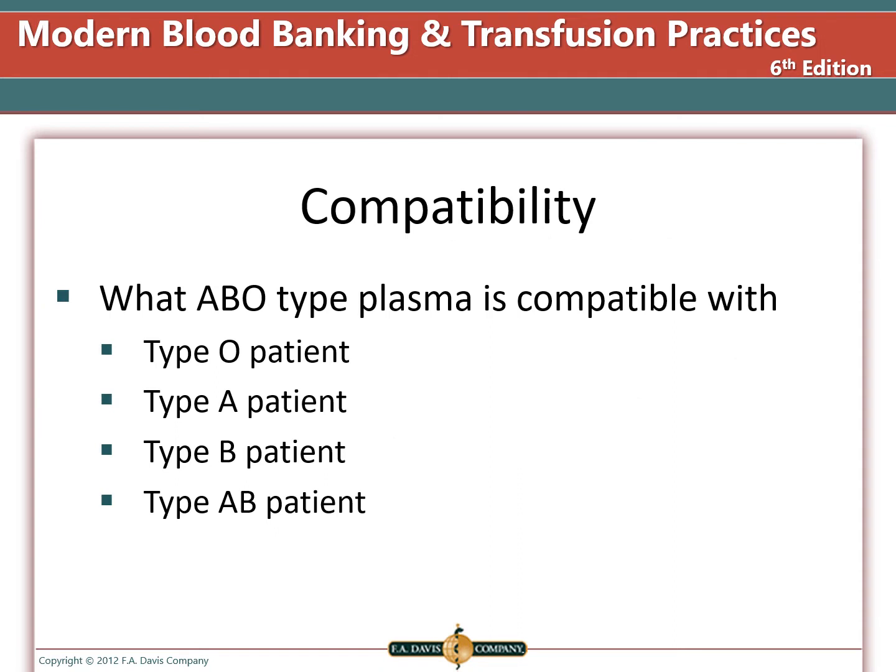Take a minute to think about what type plasma these patients can take. Type O is a universal recipient for plasma. Type A can take type A or AB. Type B can take B or AB. And type AB must have type AB plasma.